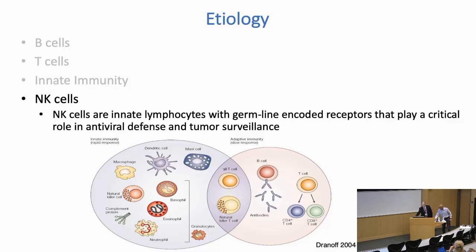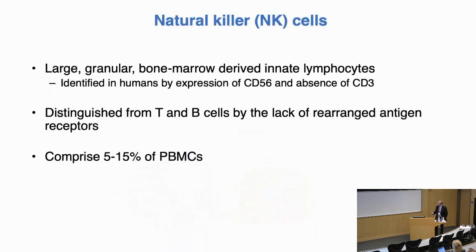Forget it then. Fine. So, NK cells are innate lymphocytes with germline encoded receptors that play a critical role in antiviral host defense and tumor surveillance. In this diagram on the left side, in the innate component, they're large granule bone marrow derived innate lymphocytes that are identified as CD56 positive, CD3 negative. They're distinguished from T and B cells by the lack of rearranged antigen receptors, and they comprise 5 to 15% of our circulating PBMCs.